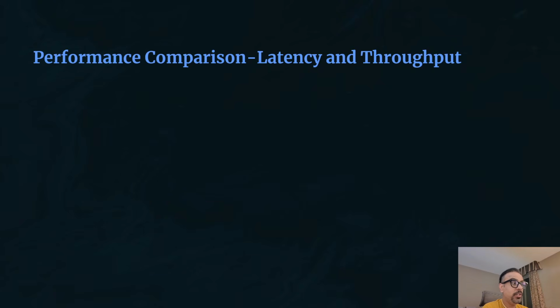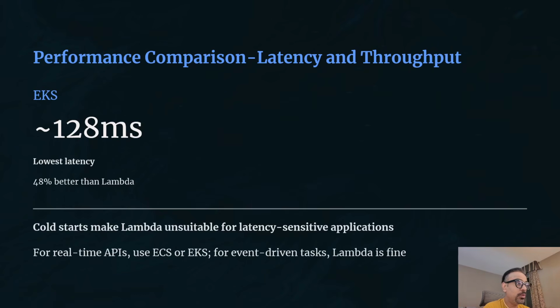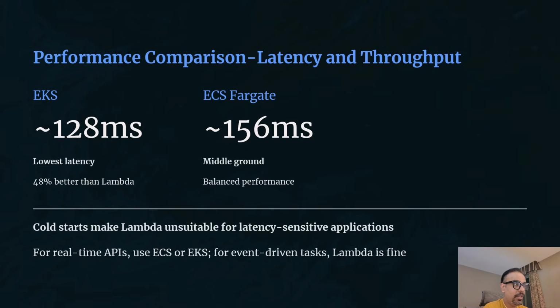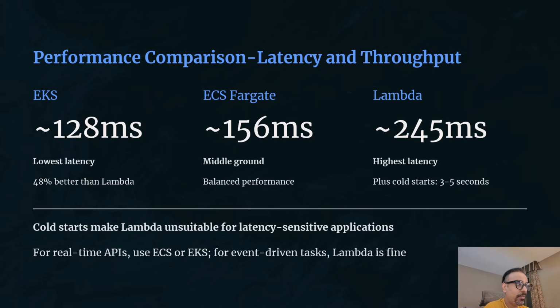Now performance matters. So let's look at actual 2025 benchmark data. In raw latency tests, EKS is the fastest with average latency around 128 milliseconds. ECS Fargate comes in at 156 milliseconds, not much slower, but compared to EKS, it is a bit slower. Lambda comes in at an average of 245 milliseconds, but that's misleading. You know why? The real problem with Lambda is cold starts and variance.